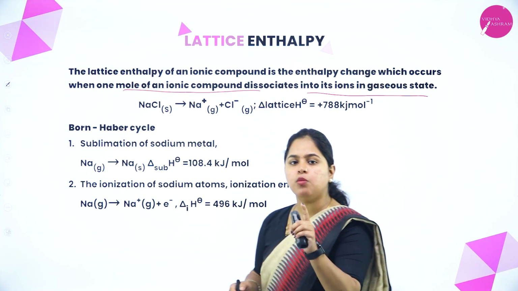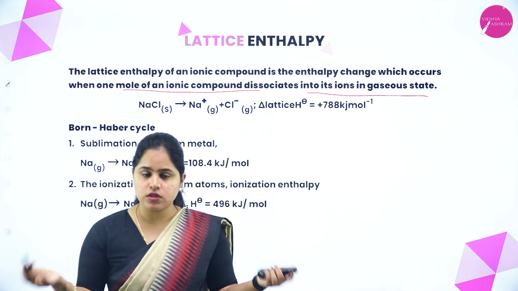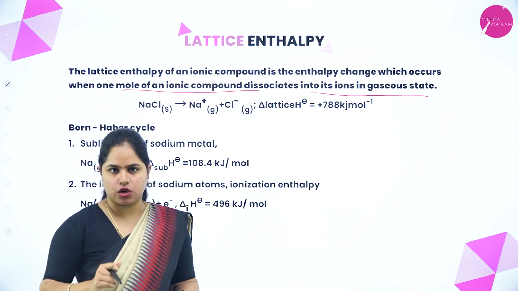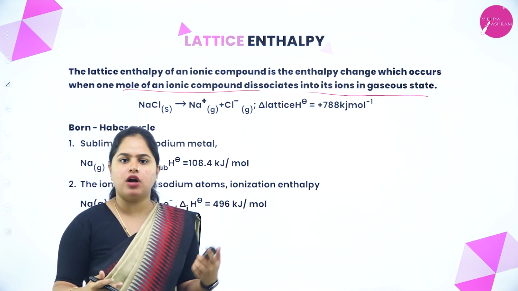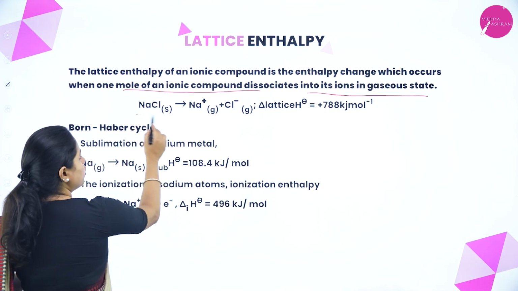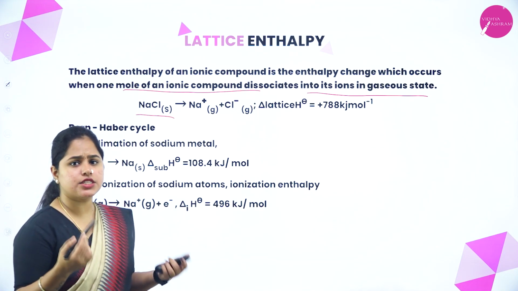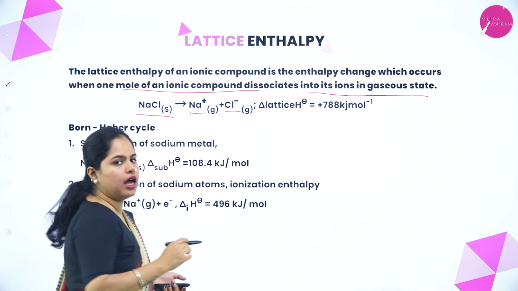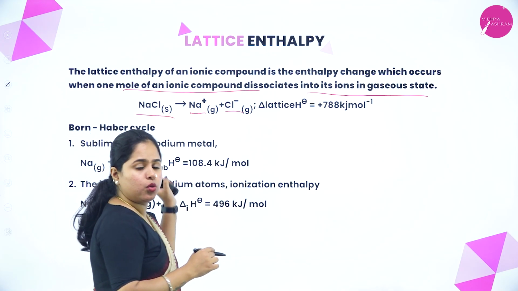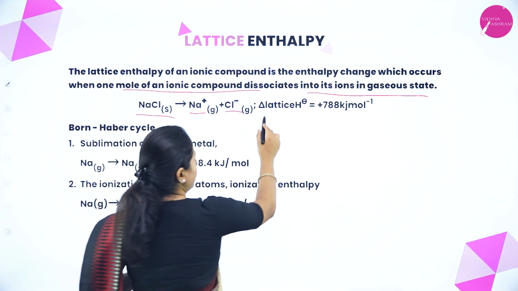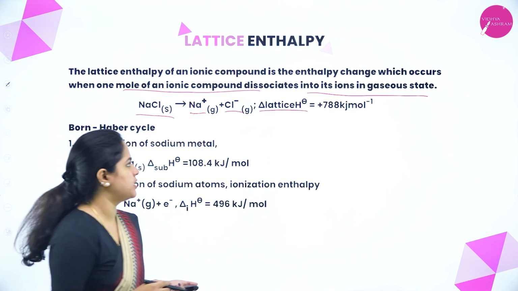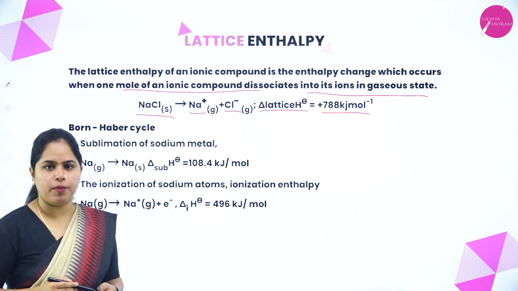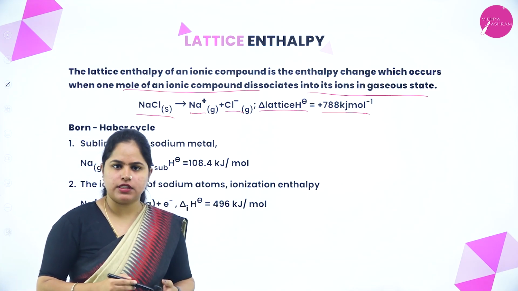So when 1 mole of ionic compound dissociates into its respective ions in its gaseous state, how much energy is required for that dissociation? That is called as lattice enthalpy. Let's take 1 mole of sodium chloride here. It gets dissociated into Na+, that is a cation, and Cl-, the anion. The enthalpy required for this process is called the lattice enthalpy, and the value is +788 kilojoule per mole. So you're already familiar with lattice enthalpy.